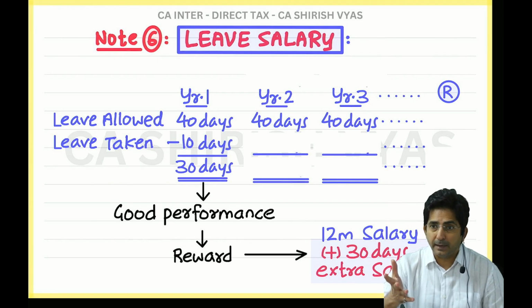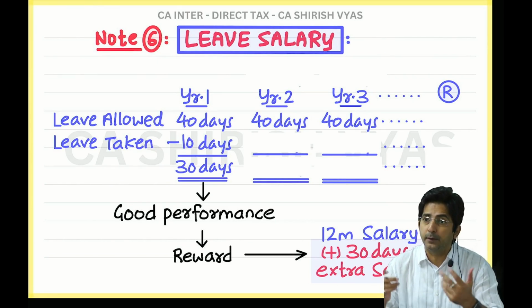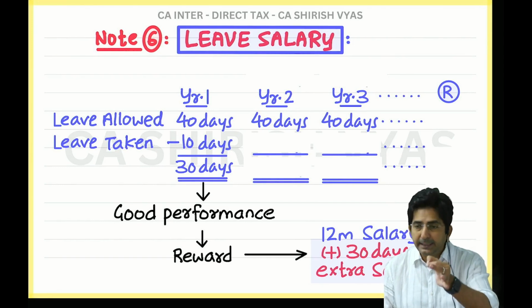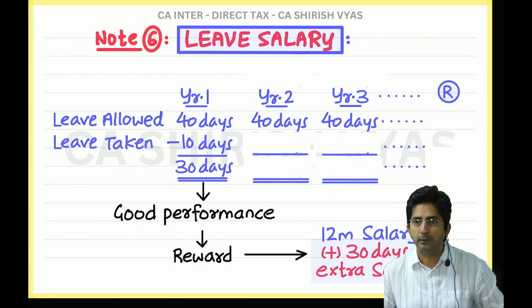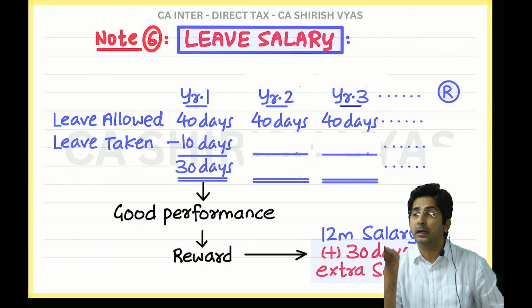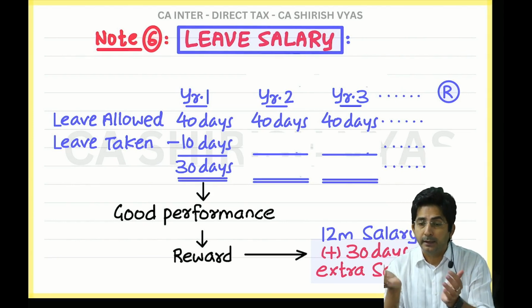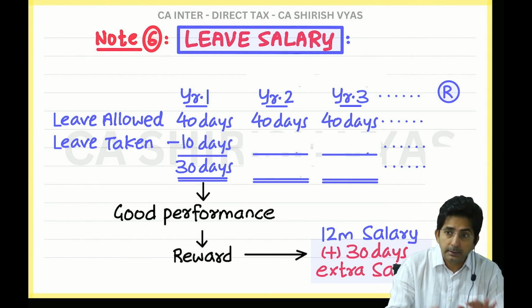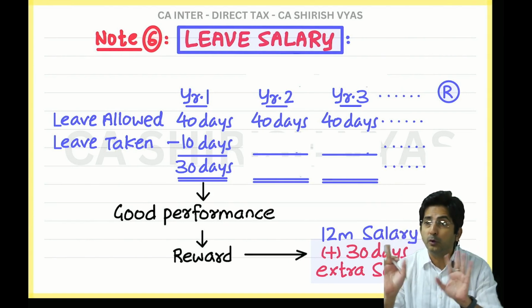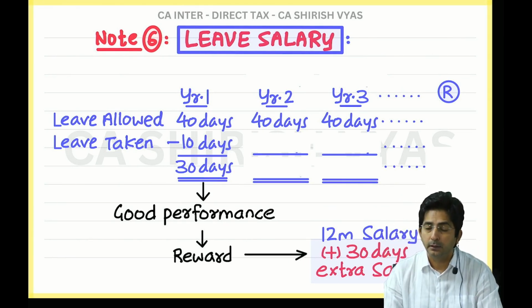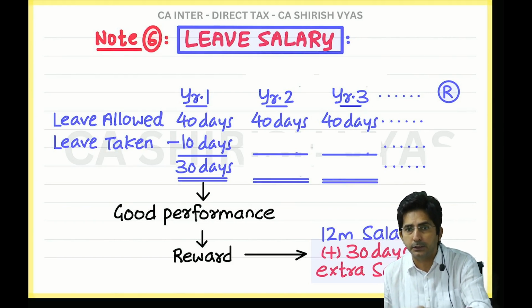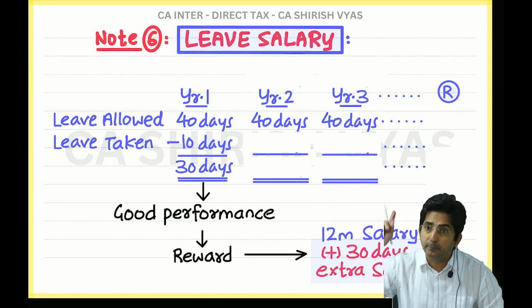In short, what I am trying to say, every company has a different policy. Some companies say at the end of the year we will settle your account. We will see how much leave you are allowed and how much you have taken. In case you have saved, you will get the money at the end of the year. But in some companies, you don't get the money at the end of the year. You will have to carry forward the leave to the next year and next year and next year. And then you will get the money at the time of retirement.